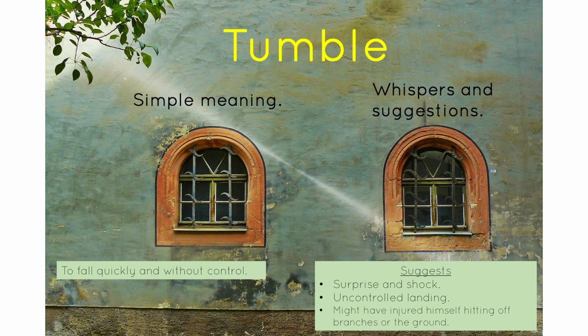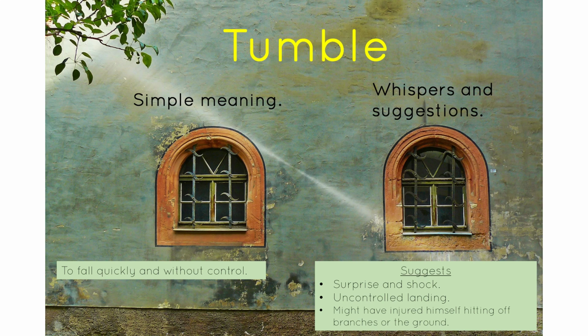An uncontrolled landing. If you tumble out of a tree, you could land on your back, on your head, on your shoulder. You could technically land on your feet, but there's a good chance then that the boy falling out of the tree might have injured himself. He could be hitting off the branches on the way down or landed badly on the ground. So a lot of suggestions in that word tumbling instead of the word fall.